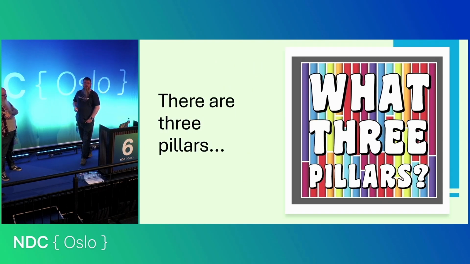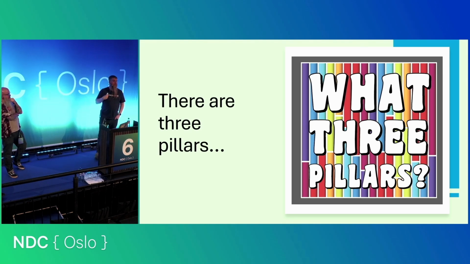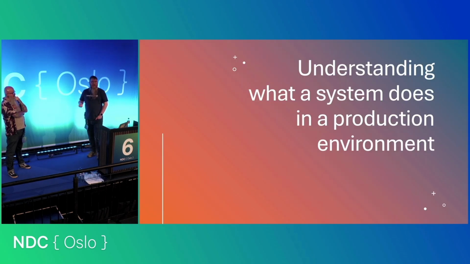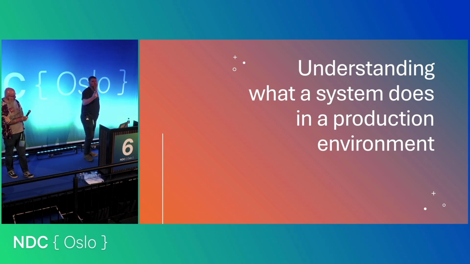There are no 3 pillars. Observability is not about the data. It's about what we can make the data do for us. It's about what we can use for Ian's use case. How can we use that data to understand choreography? How can we use that data to understand what's happening in a production environment? That's at the core of what observability is.